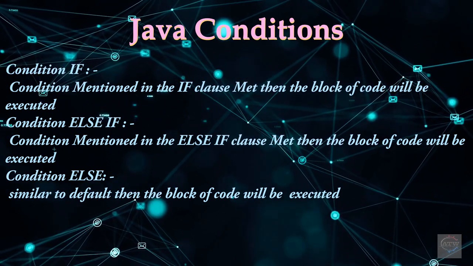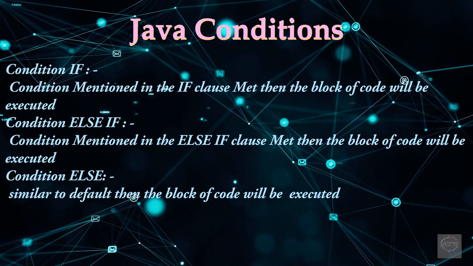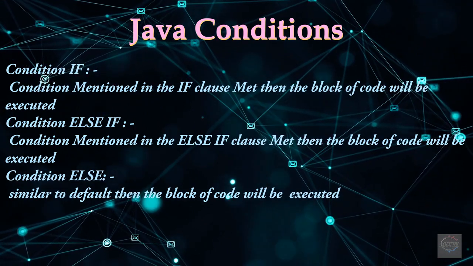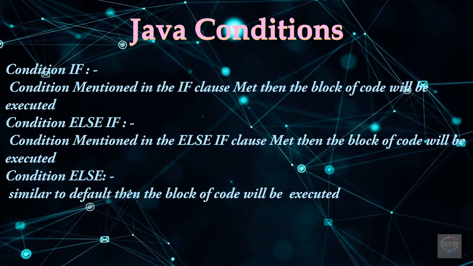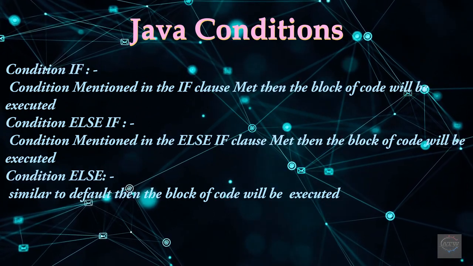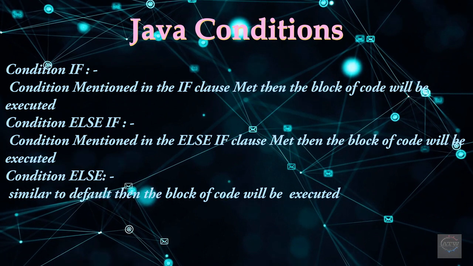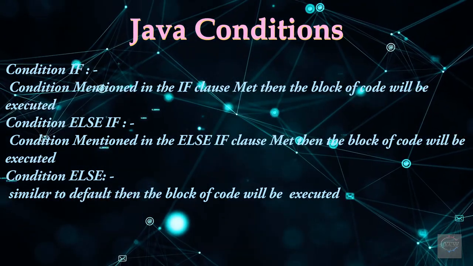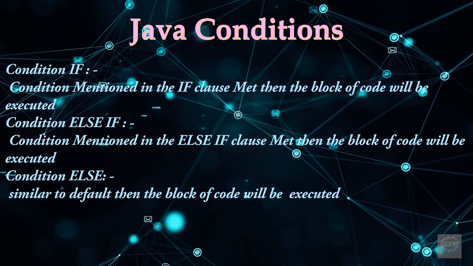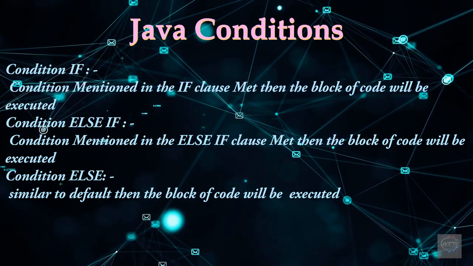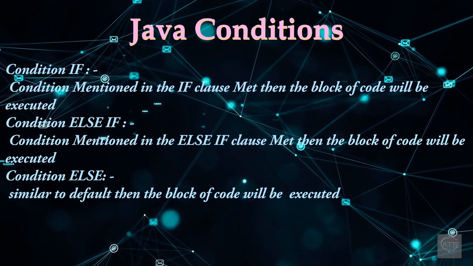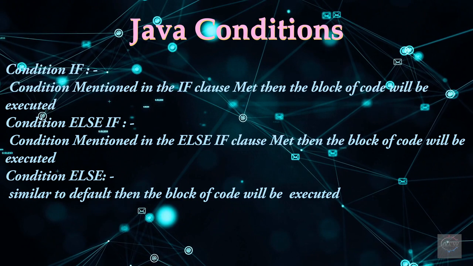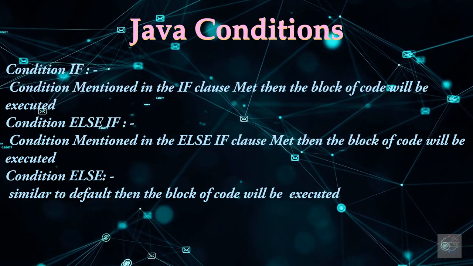So what is else if? If the if condition fails, then it comes to the else if part and checks for the condition. If it is met, then that block of code will be executed. And the final one is the else part. If the if condition isn't met and the else if condition isn't met, then by default the block of code in the else statement will be executed. So this is how the if condition works.